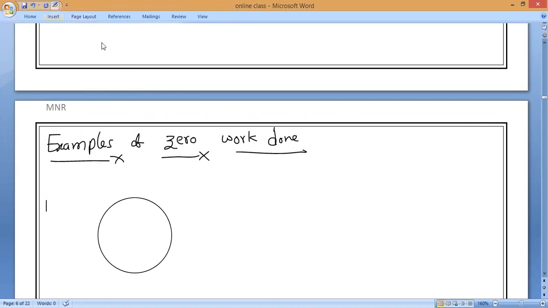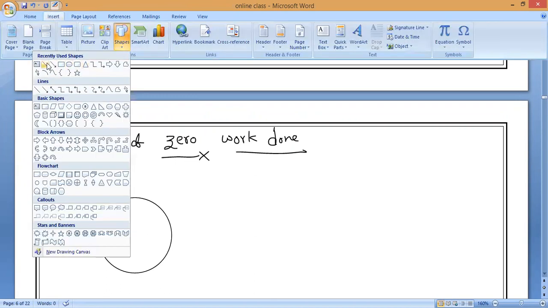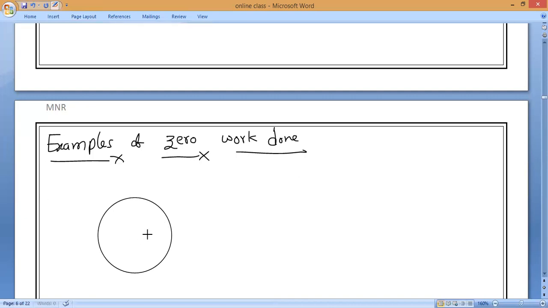So let me draw now. That is the center of the circle, and the applied force will be like this. What is this force called? The force acting from the center, we can call it by some name. Anyone? Centripetal force. Is centripetal force acting towards the center or away from the center? Towards the center. Understanding centripetal force.